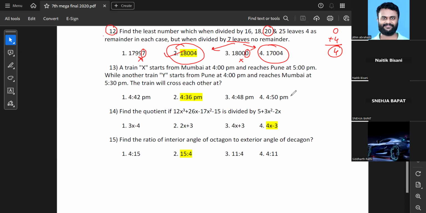Sir, but if we can't eliminate, if the options were different, and we can't eliminate which one is wrong, then you check the divisibility for 7, or maybe then you check the LCM thing. Apart from 20, there is also 25, so we have to add 4 every time. Yes, yes. Okay, sir.